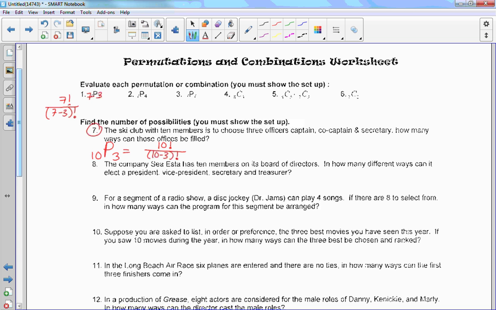I hope you're comfortable now going to that. 10 permute 3. How many different ways, given 10 members, can we create a presidency of 3? Yeah? Good. 720. 720 arrangements.